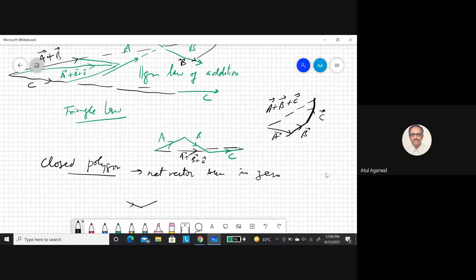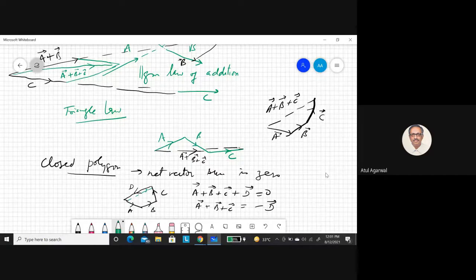You go from here. So you are having A plus B plus C plus D. So you can see A plus B plus C. If you sum these three vectors, you are getting minus D. Basically, you started from the beginning and you went to the final point where vector C is. I hope vector addition is very clear to you.